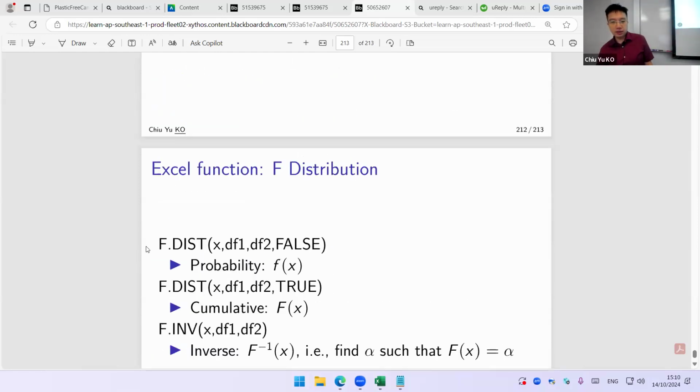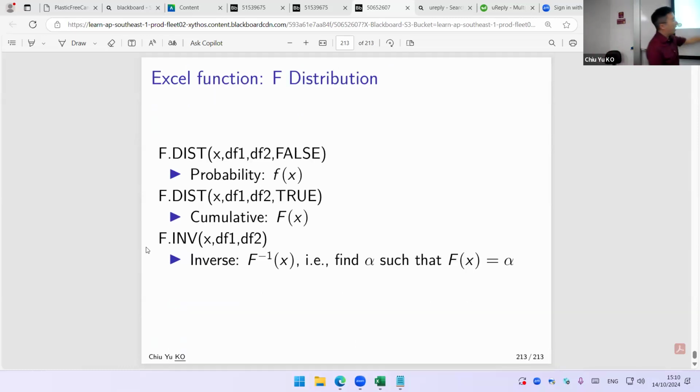And the F distribution is the same thing with M and N. DF2 is the denominator, DF1 is the numerator, okay? Don't worry. I will talk about that more clearly later, okay?